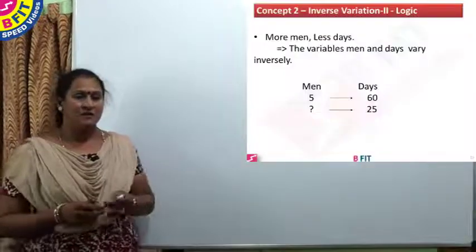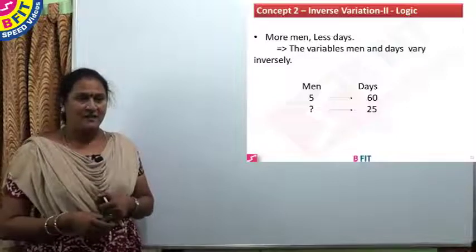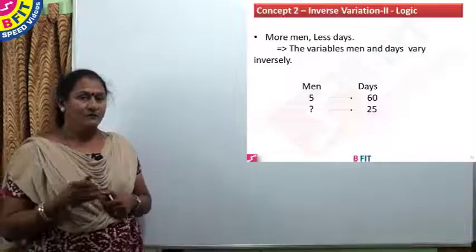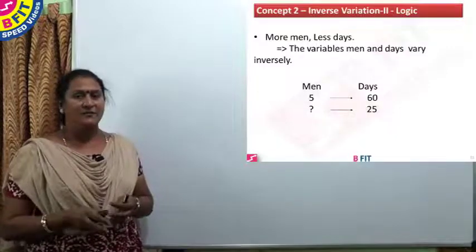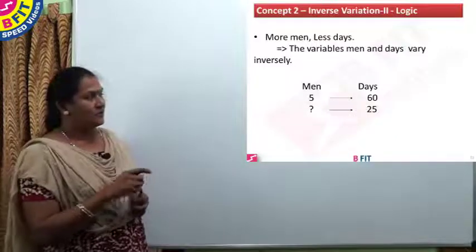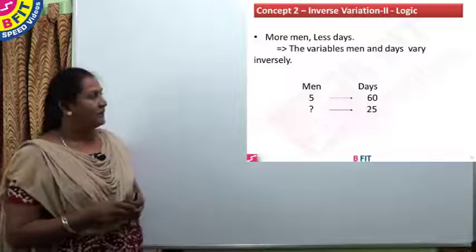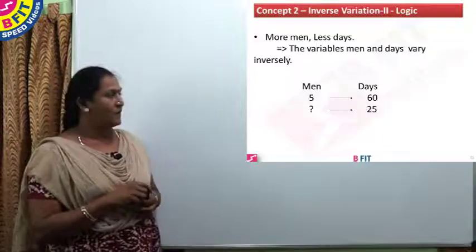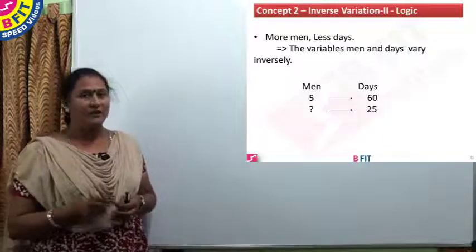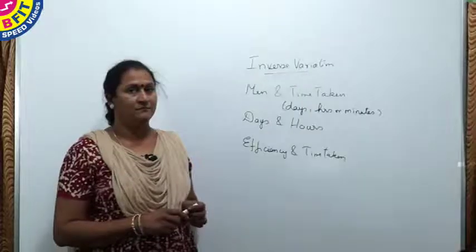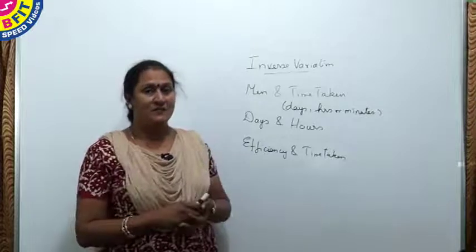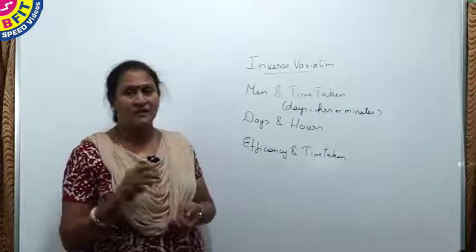Here the logic is more men, less days, and we need to do the work in fewer days, so more men are needed. So these variables vary inversely. Using the parallel product concept, we have found the number of men required to complete the same work in 25 days. Here the answer is 12. We'll see some more examples where the variables vary inversely.